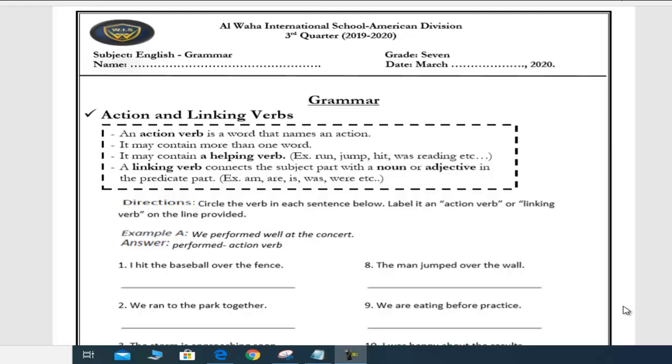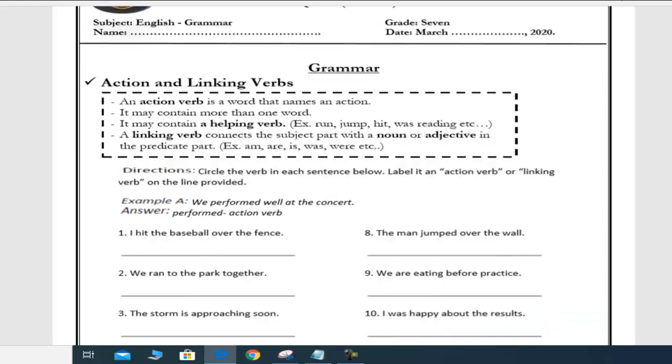Okay, let's answer the exercise below. Circle the verb in each sentence below. Label it an action verb or linking verb on the line provided. Example: we performed well at the concert. The verb is performed, it's action verb. Okay, so number one.